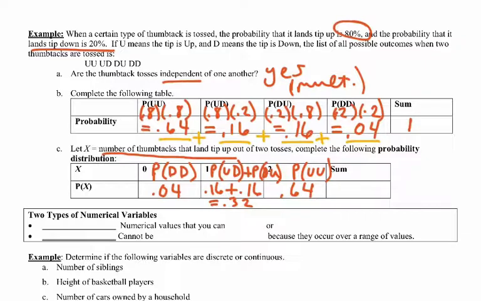Again, what do you notice about each of these probabilities? They're between 0 and 1. You've got 0.04, 0.32, and 0.64. And then like I said before, if you add those together, you get a sum of 1. So for all of the different outcomes, the scenarios, whatever they are, the probabilities should add up to 1.